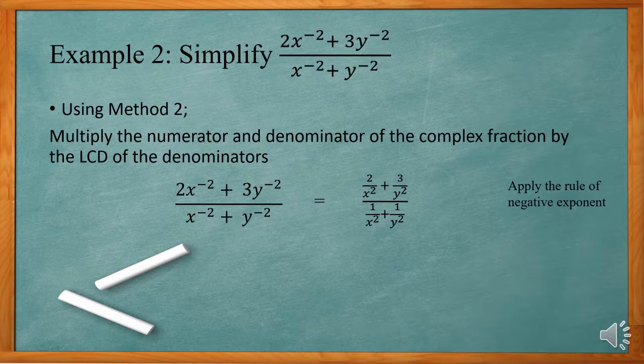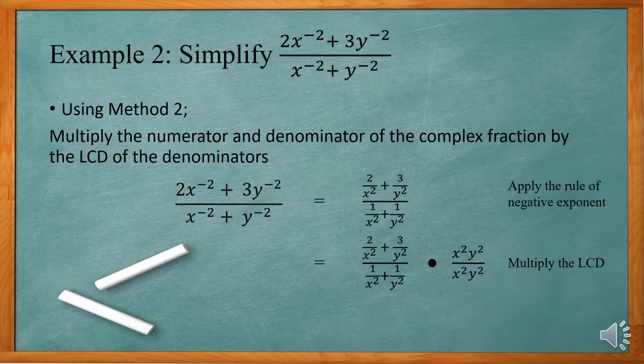So 2x raised to the power of negative 2 will be 2 over x squared, because we reciprocate. The rule of negative exponent is to reciprocate so that it becomes a positive exponent. The same goes with the rest. And then now you can apply method 2. So find the LCD of that given expression. From your previous topics, we know that our LCD is x squared y squared.